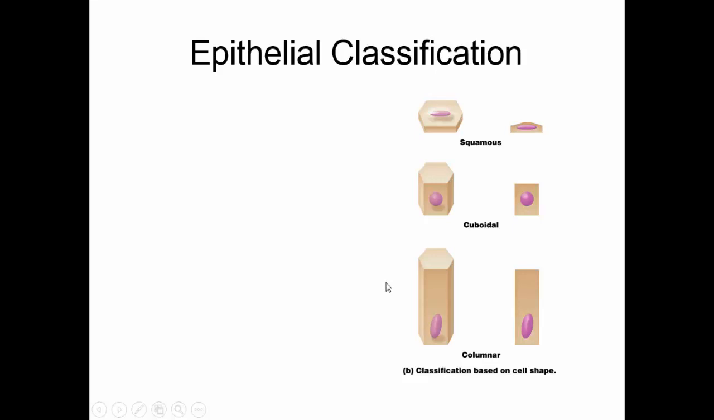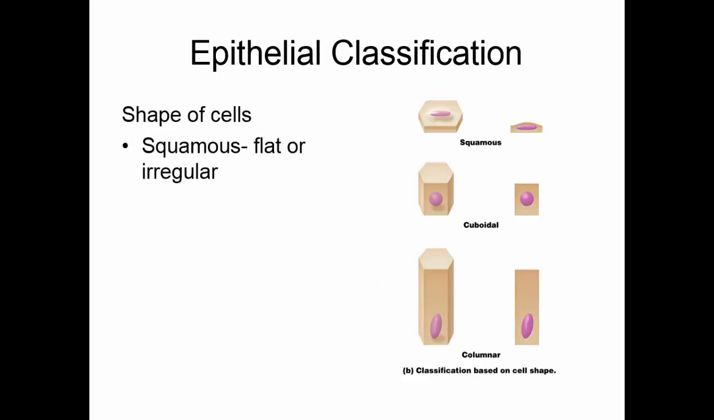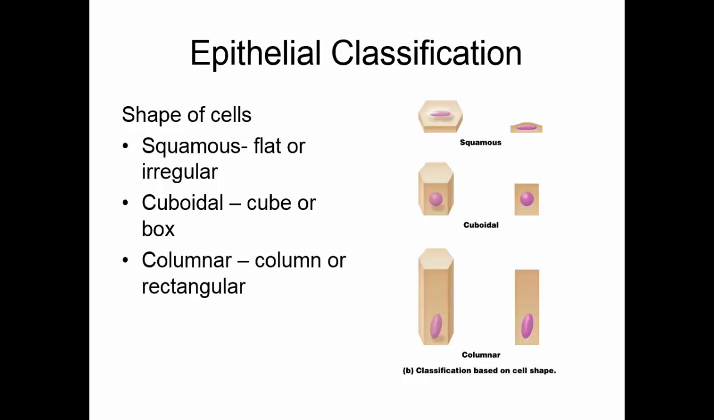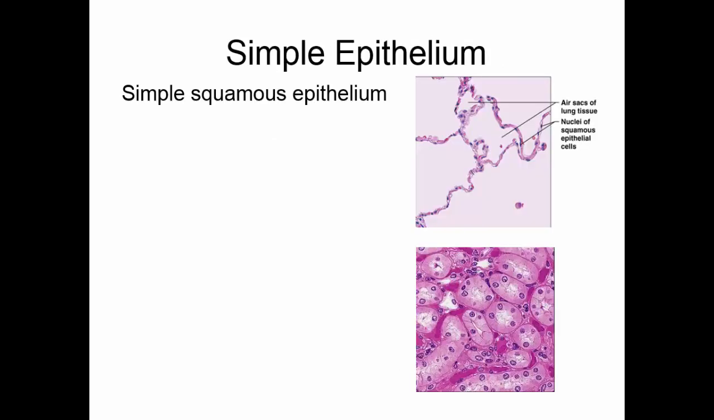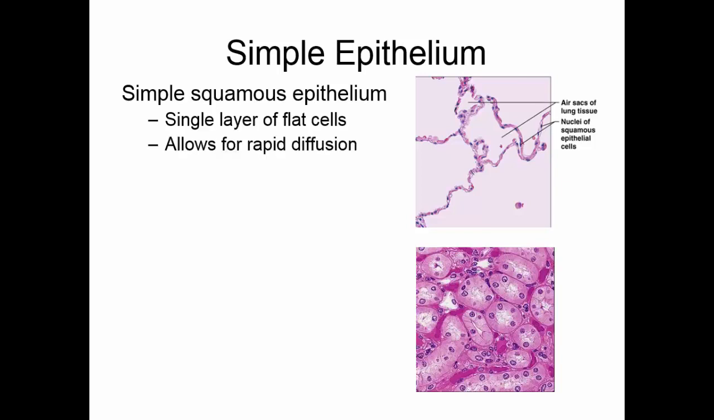The other thing we look at for classifying epithelial tissue is the shape of the cells. Squamous cells are flat or irregular in shape. Cuboidal cells are cube or box-like, and columnar cells are columnar. They look like a column. Simple squamous epithelium is a single layer of flat cells. This will allow for rapid diffusion of material from one side of the cell layer to the other.